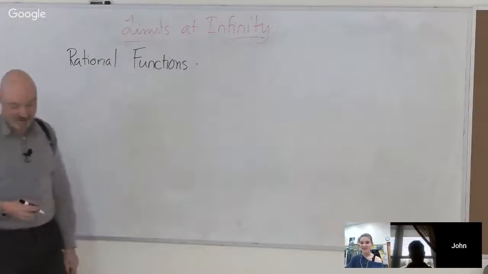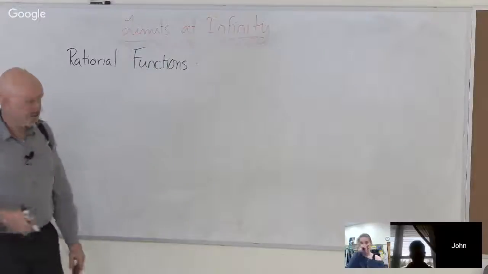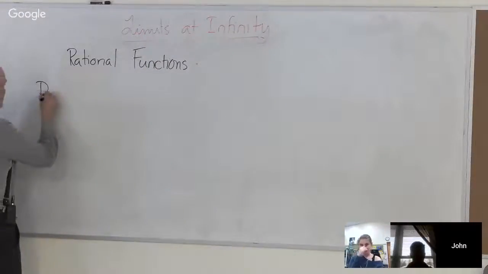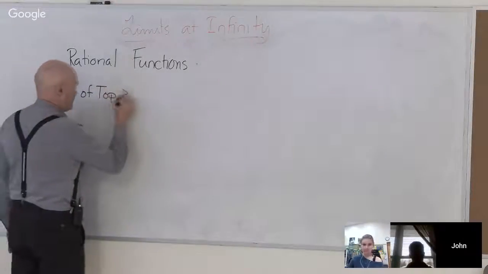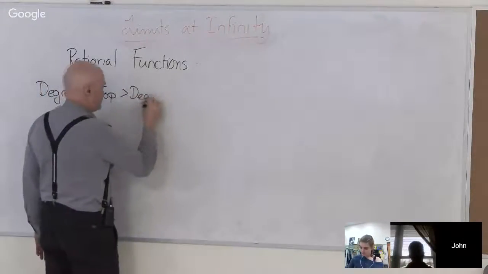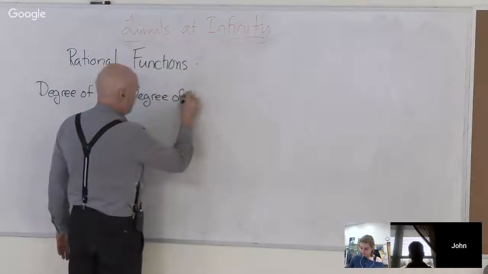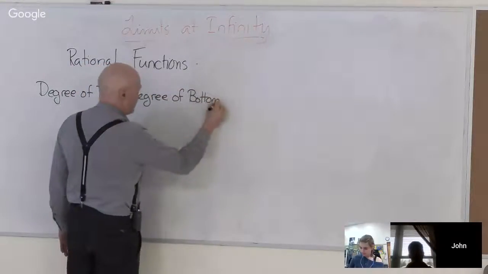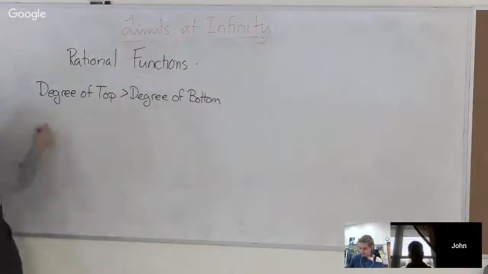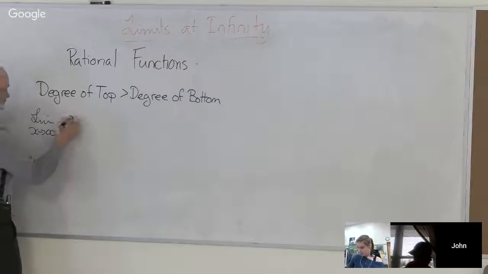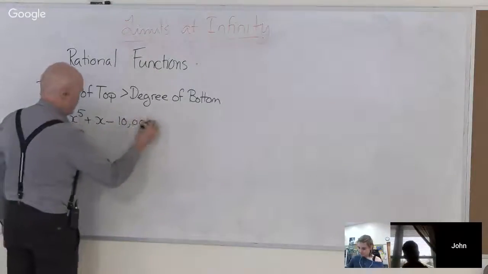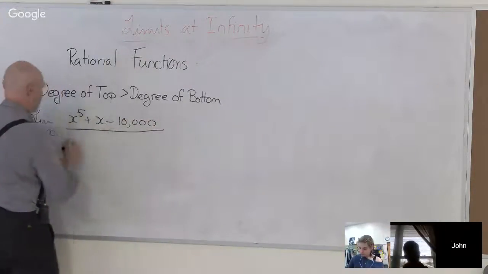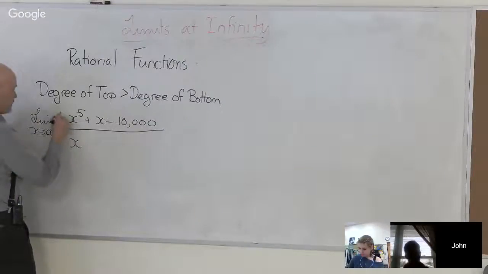We're just going to go to rational functions now, and we've got three conditions. We've got the condition where the degree of the top is greater than the degree of the bottom. So we could be asking for the limit as x goes to infinity of x to the fifth plus x minus, I don't know, I like to put 10,000 into these. I'll put a 5 here.